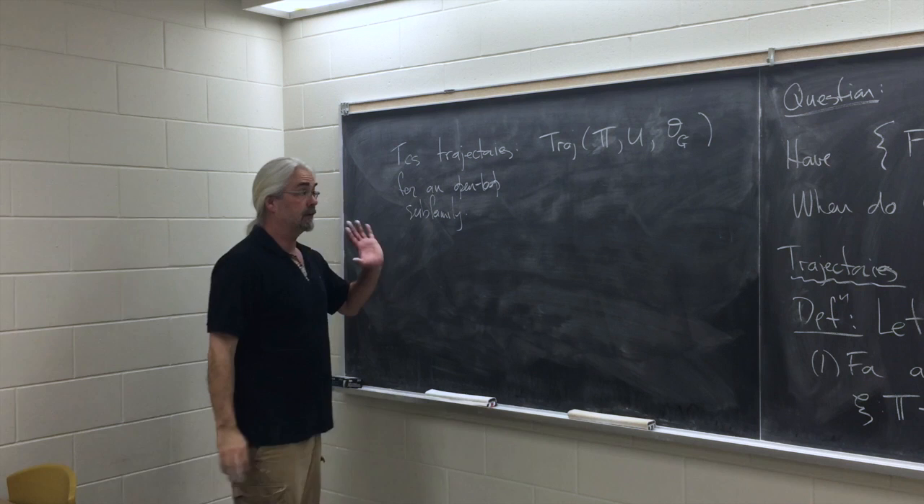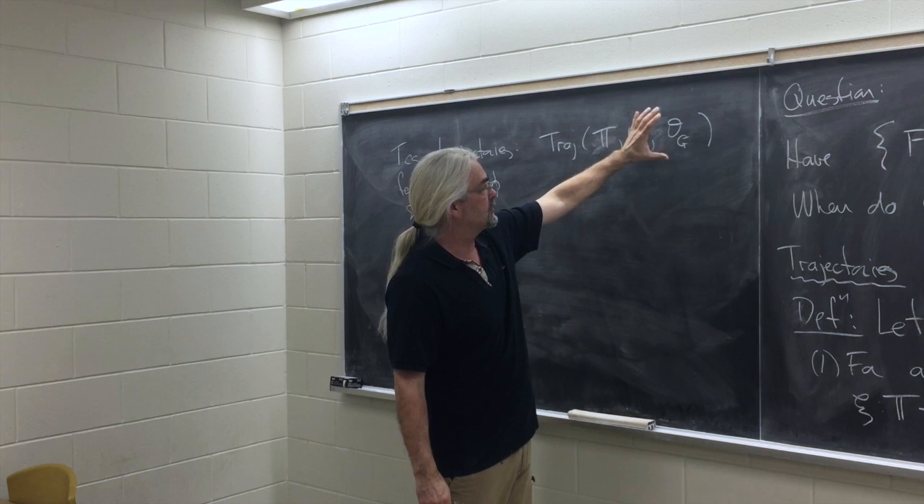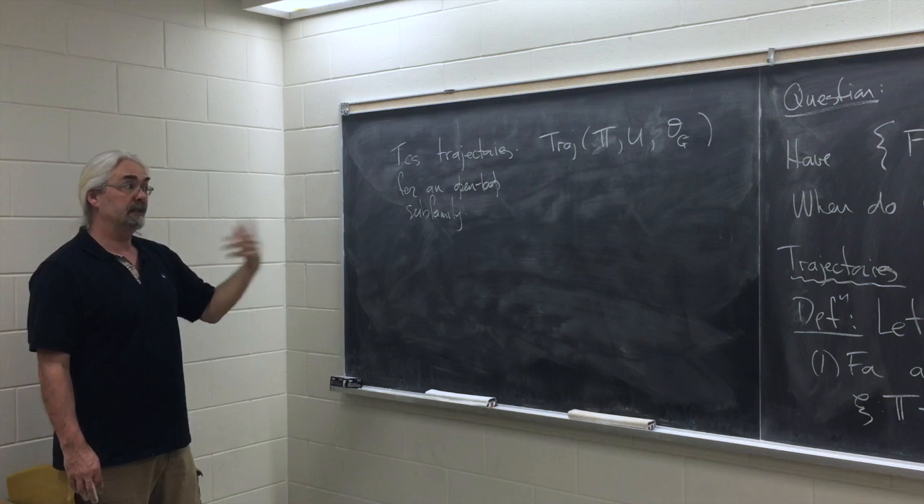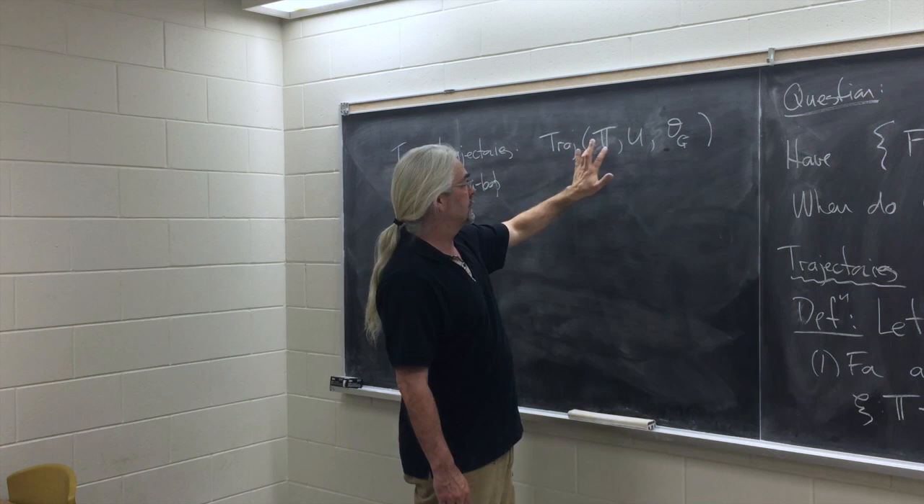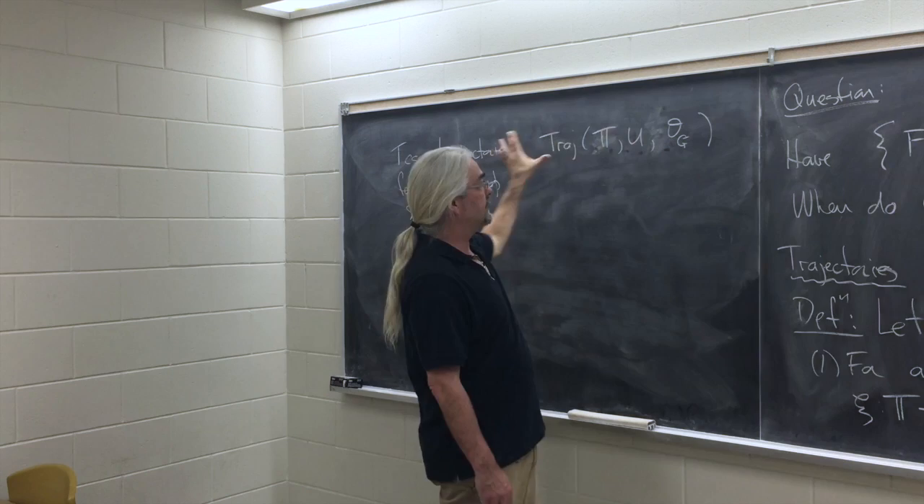Okay, so if you have a tautological control system, we have some open loop subfamily. Remember, this just means some class of controls. So this could be essentially bounded, essentially compact valued, piecewise constant. Okay, so you fix a subfamily, and then you could have trajectories, which are going to be defined on the time domain T, taking values in U, corresponding to that open loop subfamily. That's the notation that I'm going to use for those.